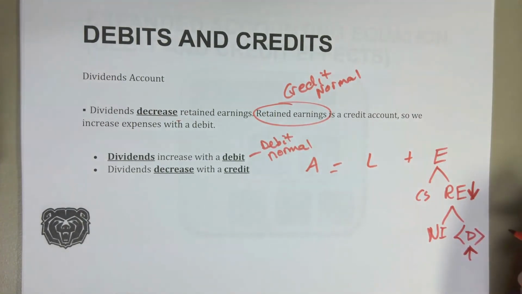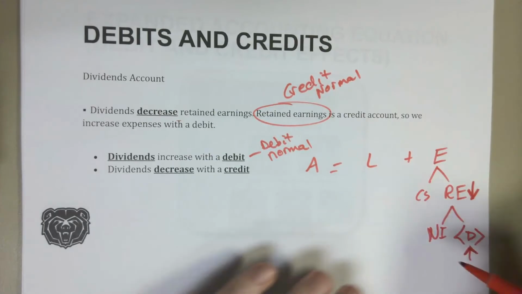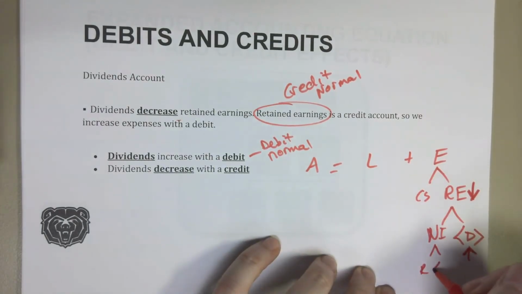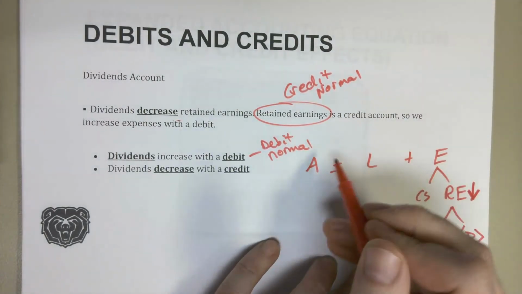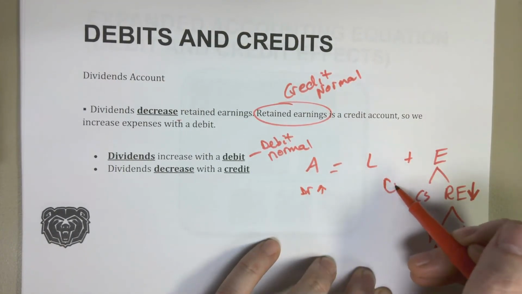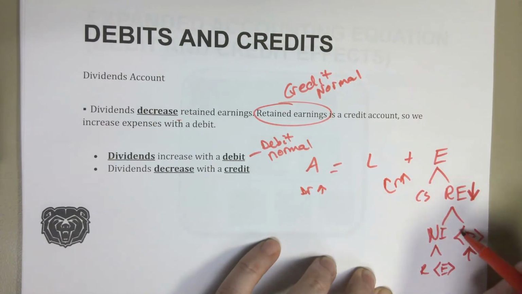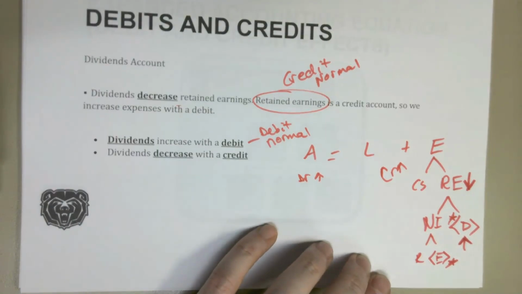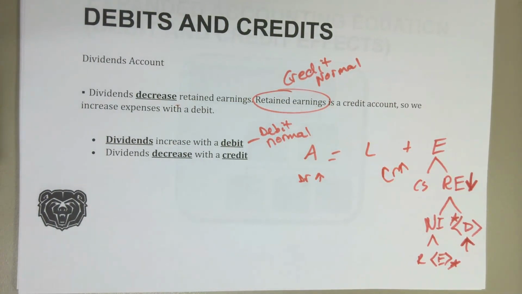Okay, so this is the other exception. Remember, I said that anything on this left-hand side of the equation is going to be a debit increase. Anything on the right-hand side is going to be a credit increase, except for dividends and expenses. They're going to increase with a debit. So in the next video, we'll talk about some mnemonics you can use to help you remember that.